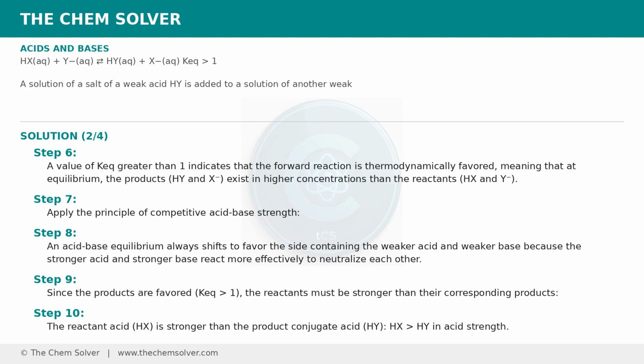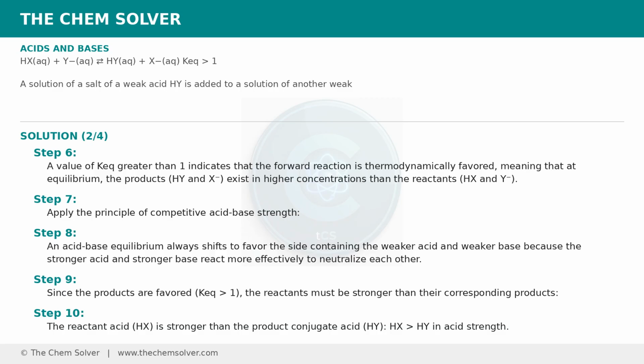Apply the principle of competitive acid-base strength. An acid-base equilibrium always shifts to favor the side containing the weaker acid and weaker base, because the stronger acid and stronger base react more effectively to neutralize each other. Since the products are favored, Keq greater than 1, the reactants must be stronger than their corresponding products.